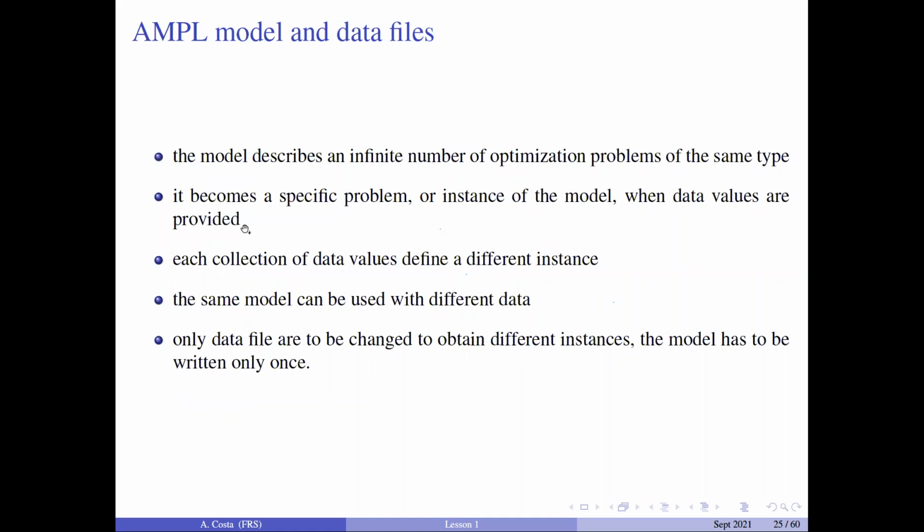Now, about the data file, this is something I already said, that basically we can use a model to specify just the structure of the optimization problem. And then when we want to solve a specific instance, we can just create a data file. So we don't have to replicate the model every time. We just need to write the model once.